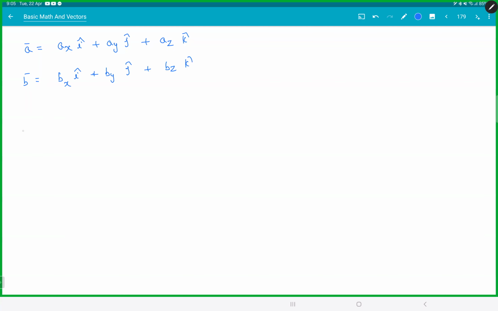So if you want to do A cross B, how many terms will come? AX will multiply with BX, BY, BZ, 3 terms. AY will multiply with 3 terms. AZ will multiply with 3 terms. I get a total of 9 terms. It is cumbersome, but let's do it. So AX into BX, I cross I.